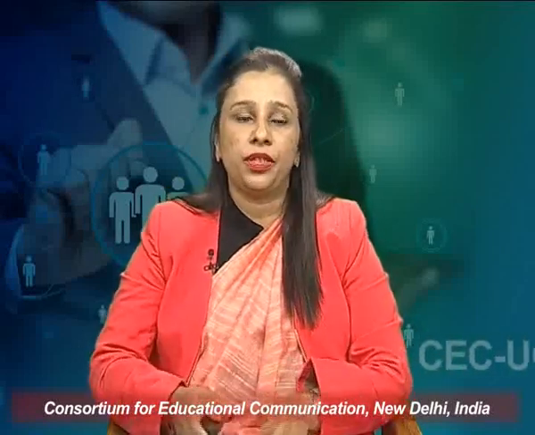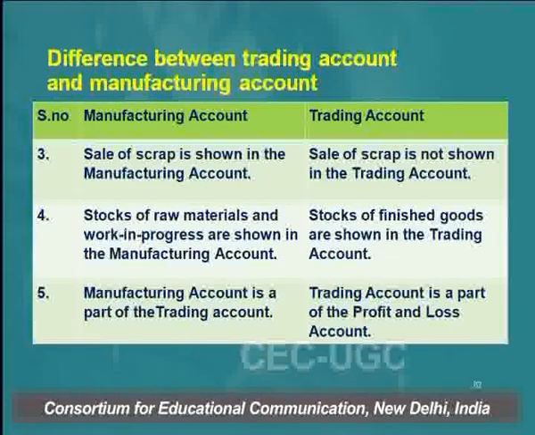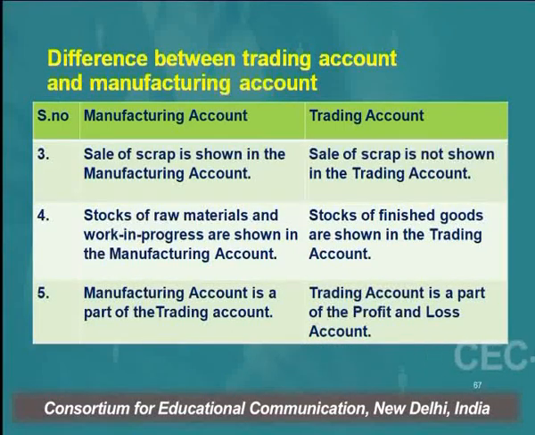Now, what is the difference between trading account and manufacturing account? Manufacturing account is prepared to find out the cost of goods produced or cost of goods sold, whereas trading account is prepared to find out gross profit or gross loss. The balance of manufacturing account is transferred to trading account, and the balance of trading account is transferred to profit and loss account. Sale of scrap is shown in the manufacturing account, whereas it is not shown in the trading account. Stock of raw material and work in progress are shown in the manufacturing account, whereas stock of finished goods only is shown in the trading account.